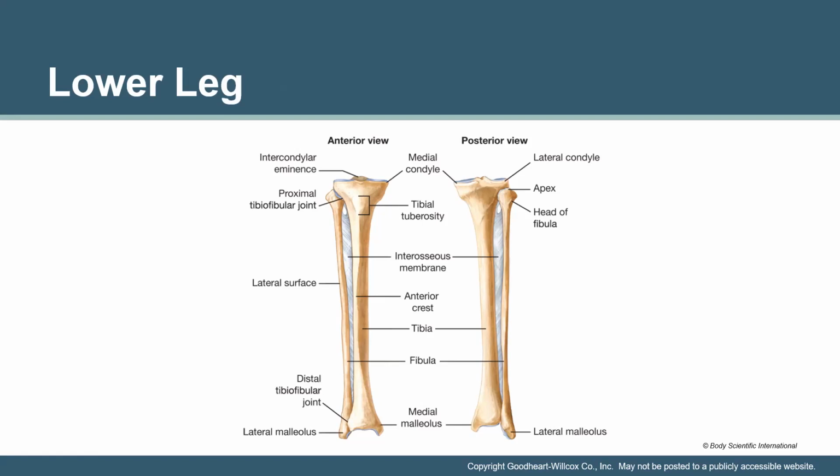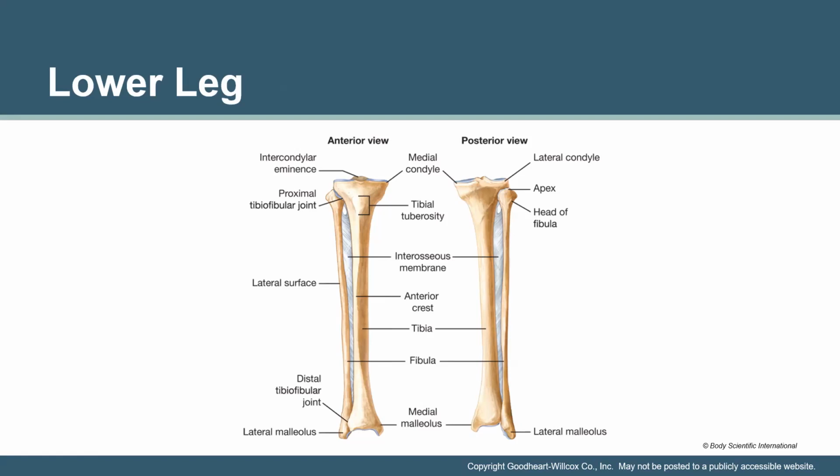On the anterior portion of the tibia, we have something called the tibial tuberosity. Also, your shin bone is called the anterior crest of the tibia. Another important identifying characteristic of the tibia is your inside ankle bone, called the medial malleolus. Now, when we look at the fibula, again, a much smaller bone, this is an instance where they're joined by the interosseous membrane.